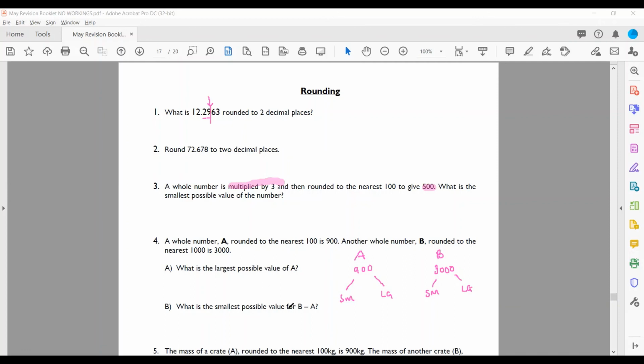Just remember the smallest possible value for B minus A. To find the smallest possible value when taking away, the numbers need to be closest together. Okay, so that's another thing to bear in mind when doing these questions.